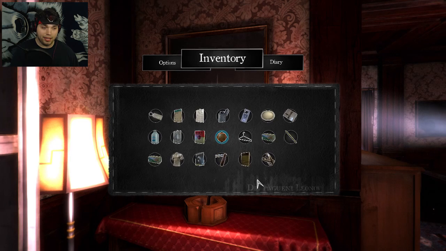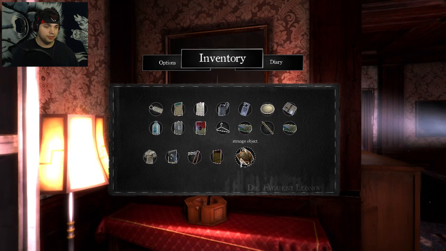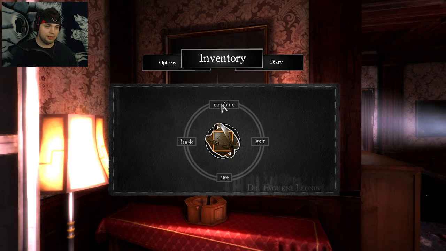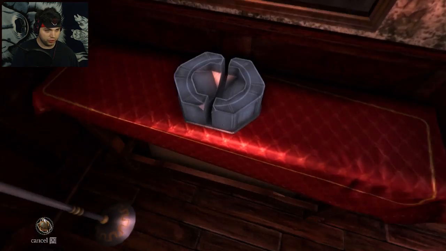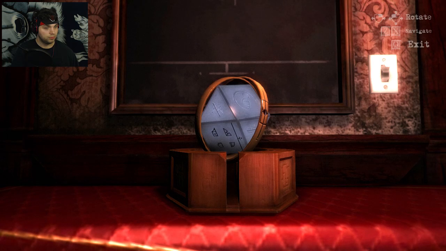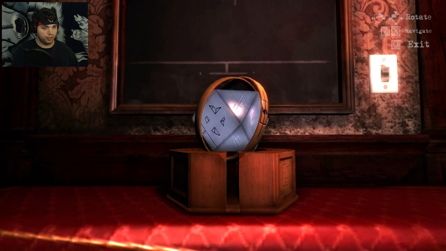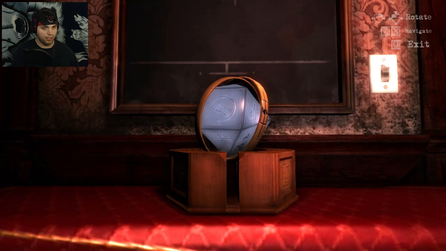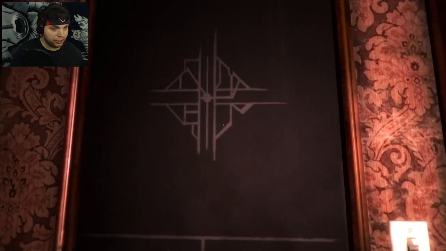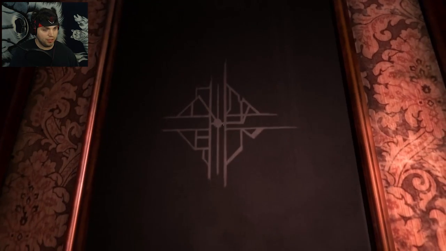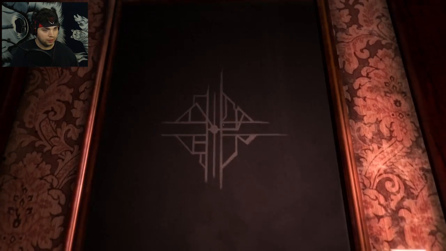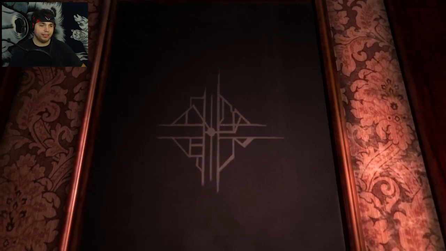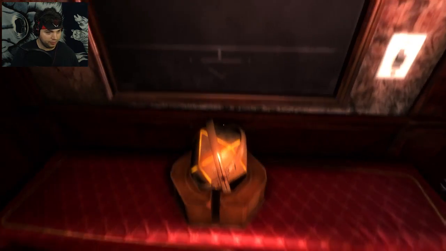I believe I can combine this with the rings. I can. Now, can I use... I still can combine this with something, so I'm still missing something. Probably need a third ring, but... That worked! Okay, I got you! Alright, so it wants me to match that pattern. Okay, I can do that.